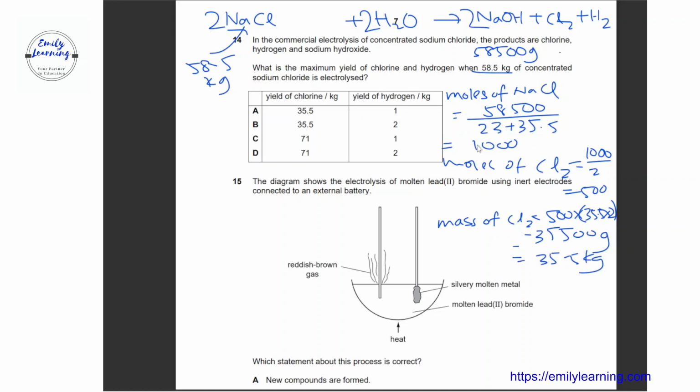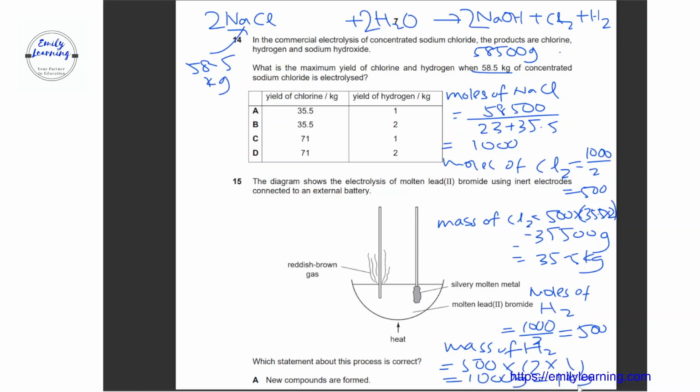So we know that there's 1000 moles of NaCl, so 2 moles of NaCl give 1 mole of H2. So 1000 moles of NaCl will give 1000 divided by 2, which is 500 moles of H2. The mass of H2 is basically number of moles times the Mr, which is 2 times 1. So there's 1000 grams of H2 or 1 kg.